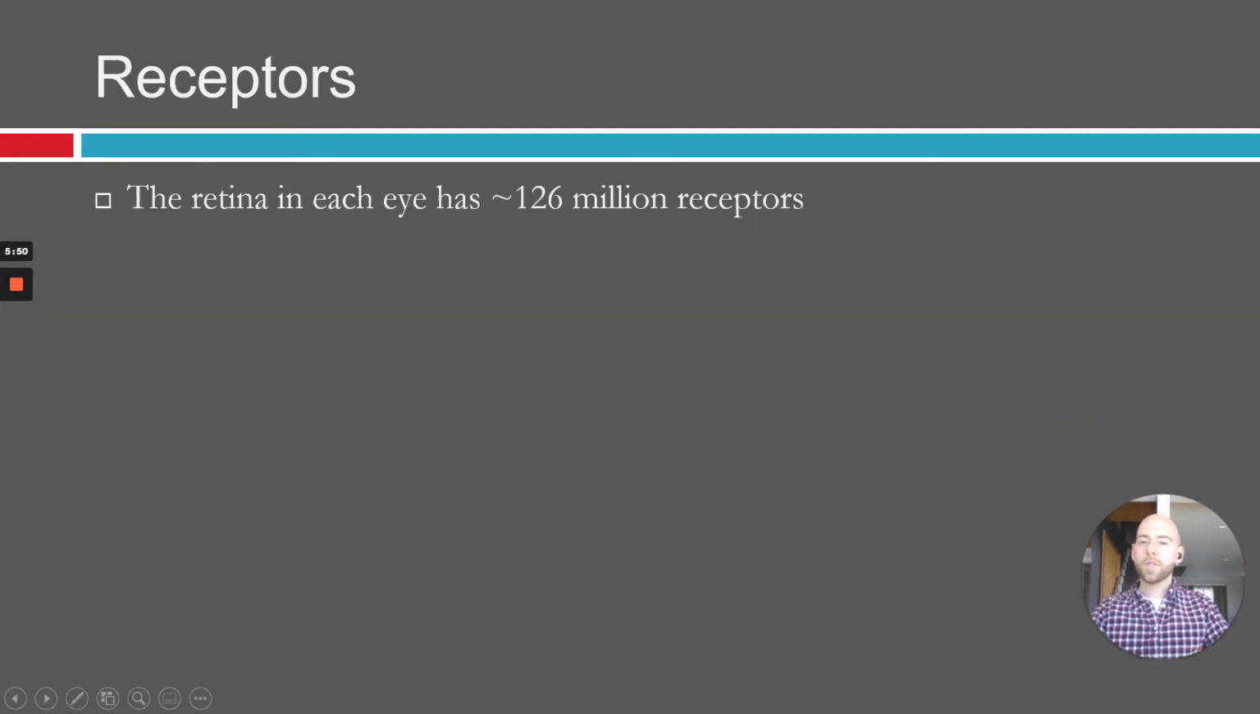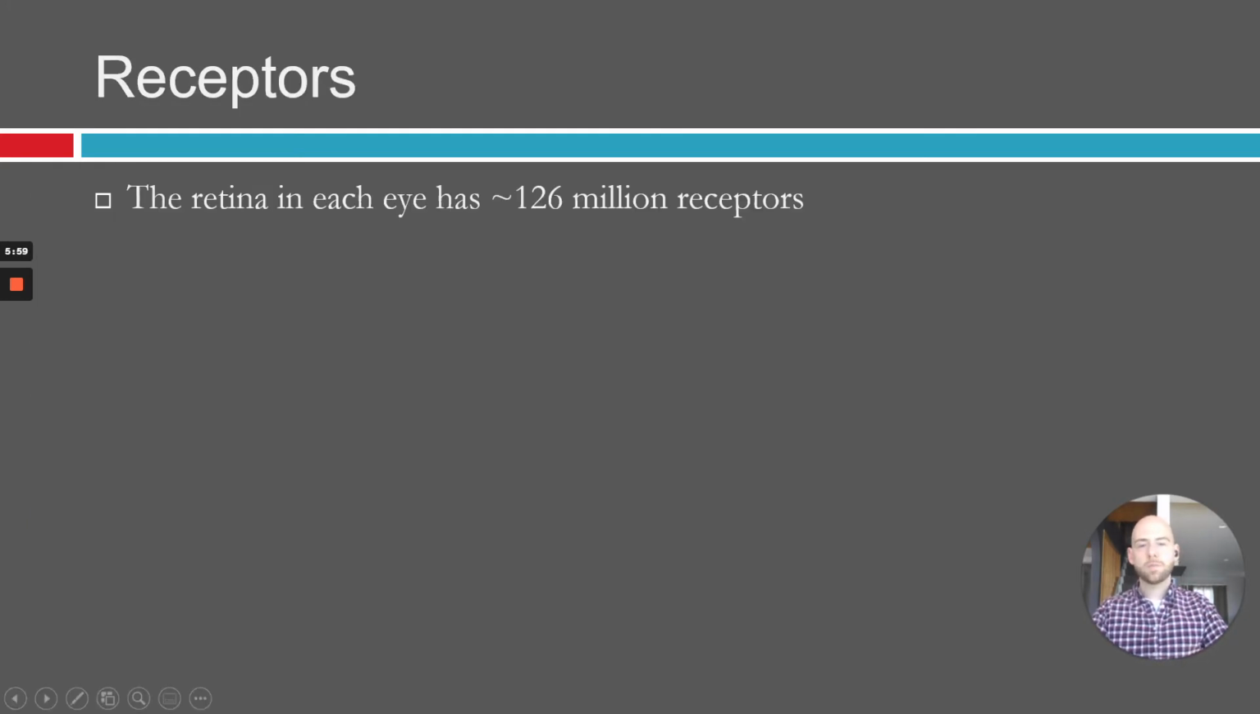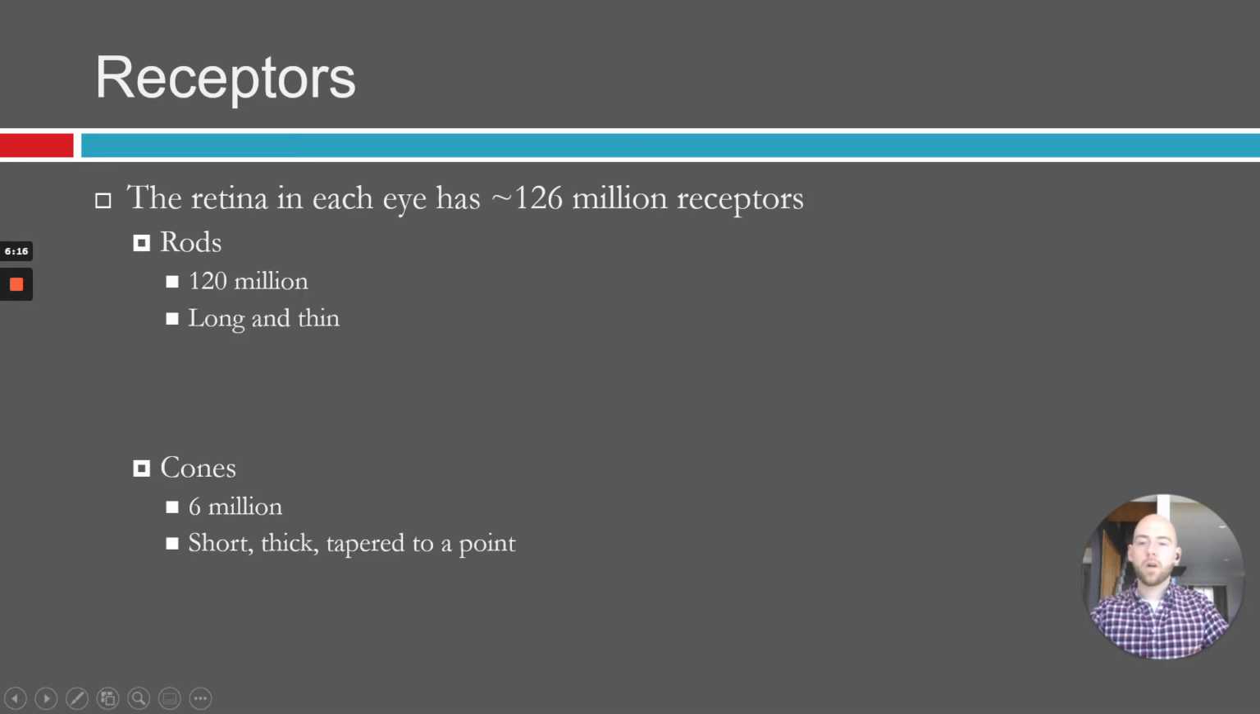Okay, so the different receptors in our eye that I've mentioned: each one of your retinas, the back of your eye, has 126 million-ish of these different photoreceptors. And these specialized receptors are called rods and cones. There are many more rods than cones, on the order of about 20 times more. Rods are long and thin. Cones are short, thick, and tapered to a point. That's why they are called cones. Rods look like cylinders, like rods.